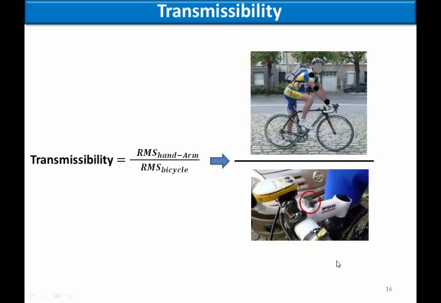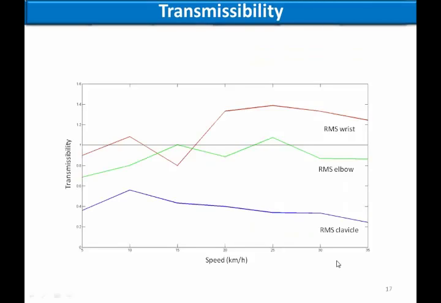The analysis of the transmissibility of the vibration is done from the ratio of the RMS value of the accelerometric measurements on the upper limb and the RMS of the accelerometric measurements on the stem of the bicycle. When the ratio is above 1, that signifies that the input vibration is amplified. This amplification can be due to the resonance phenomenon. You can see that it is the case above 16 km per hour for the wrist. You can also see that the transmissibility decreases from the wrist to the clavicle.